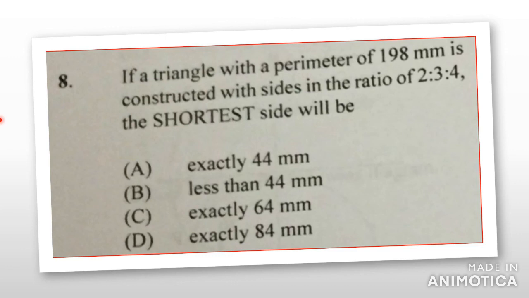Okay. So if you have a triangle and the triangle is 198, you want to divide the 198 into the total of the portions. So the total of the portions are the ratios 2 plus 3 plus 4, and that would give you 9. What you do next, you divide 9 into 198, and you would get 22. However, you are asked for the shortest side, and the shortest side would be the smallest portion, which is 2. So once you get 22, you multiply it by 2, and that would give you exactly 44. Okay, so that would be the answer.